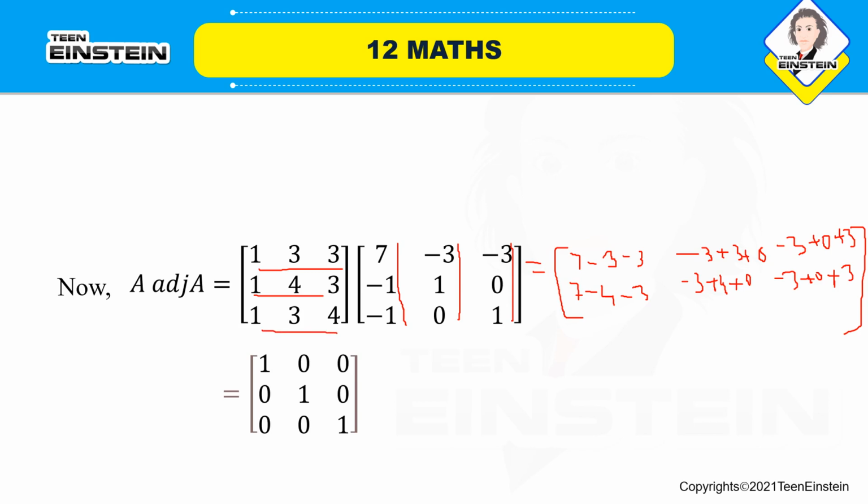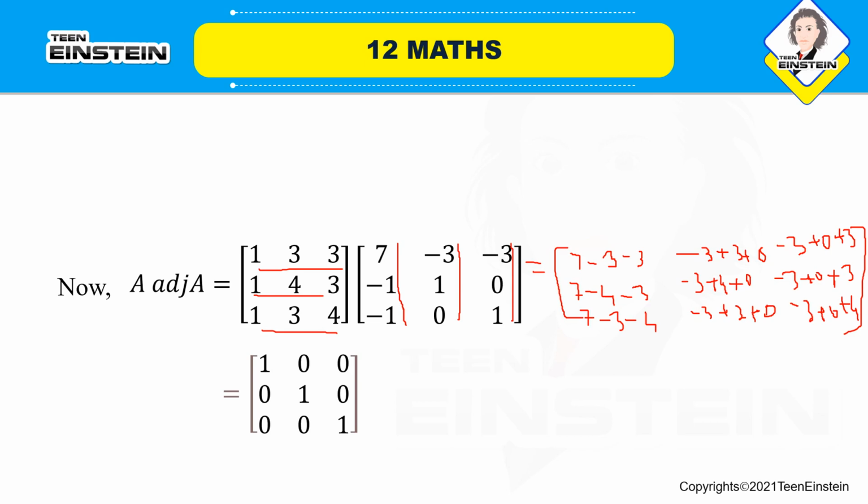Now fix the third row. Third row with first column. So 7 into 1, 7. -3, -4. Okay. Then 1 into -3, -3. 3 into 1, 3. 0. Then third row, third column. So -3, 0 plus 4. Now simplify.